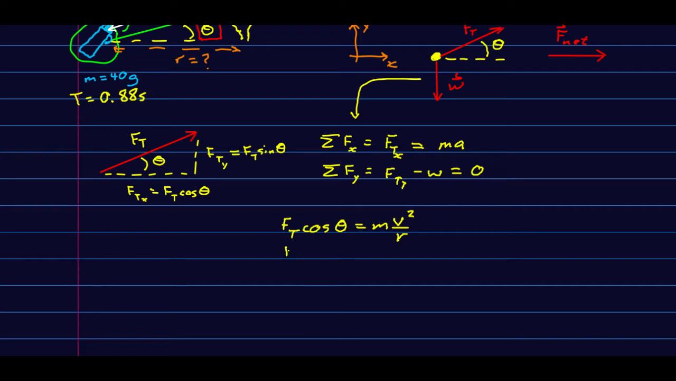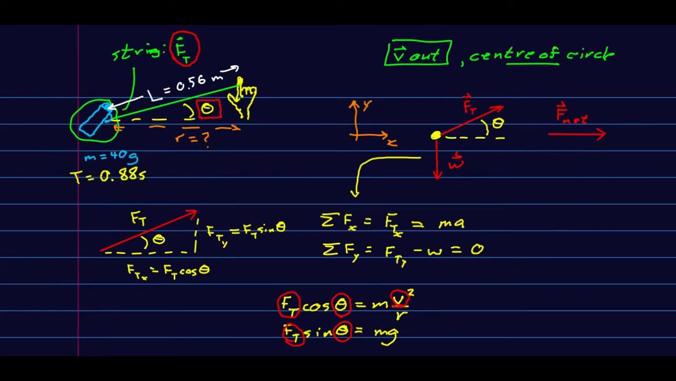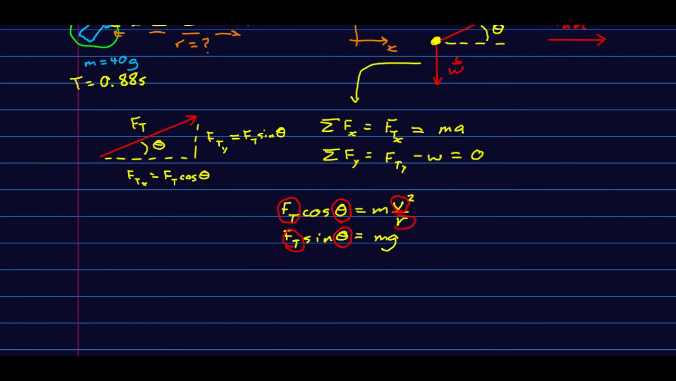The y component becomes F_T sin theta equals, and I'll take the weight over to the other side, mg. If you count unknowns, you'll notice we don't know F_T, we don't know theta, we don't know v, and we also don't know r. We know this L, the length of the string, but this r here we don't know. We'll be able to write an expression for it easily, but at the moment that's where we are.